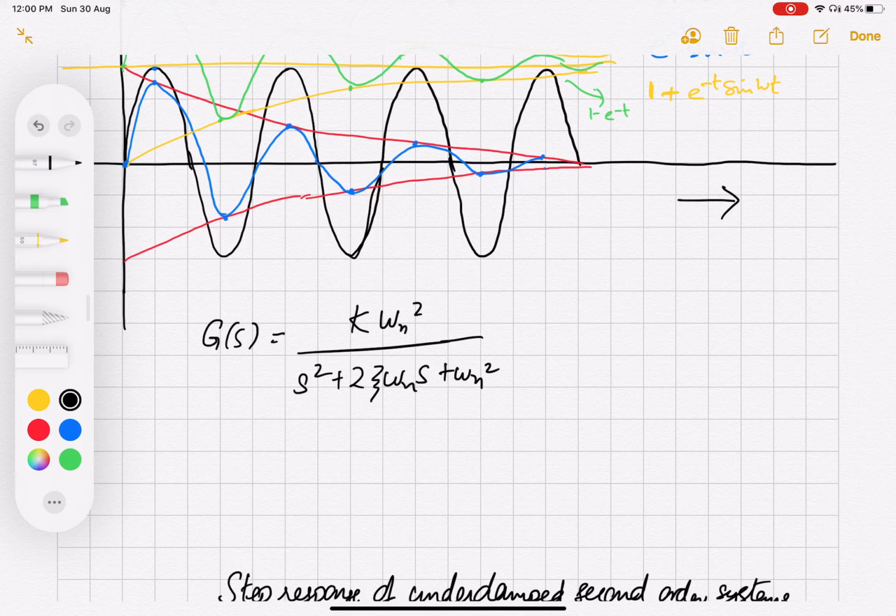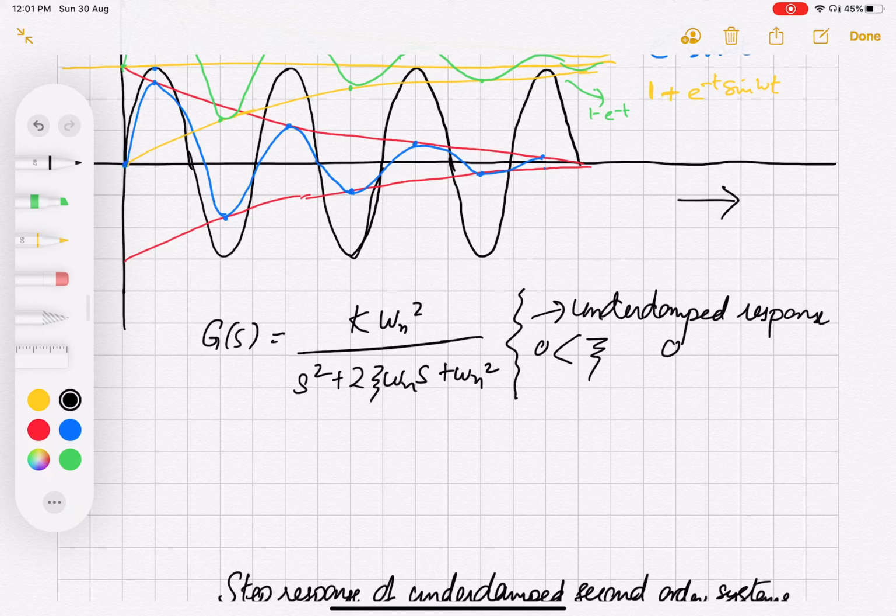And we have been talking lately about time domain specifications of a particular class of this response, which is the underdamped response to step input, which happens when the quantity zeta, the damping ratio, is between 0 and 1. So zeta lies between 0 and 1.